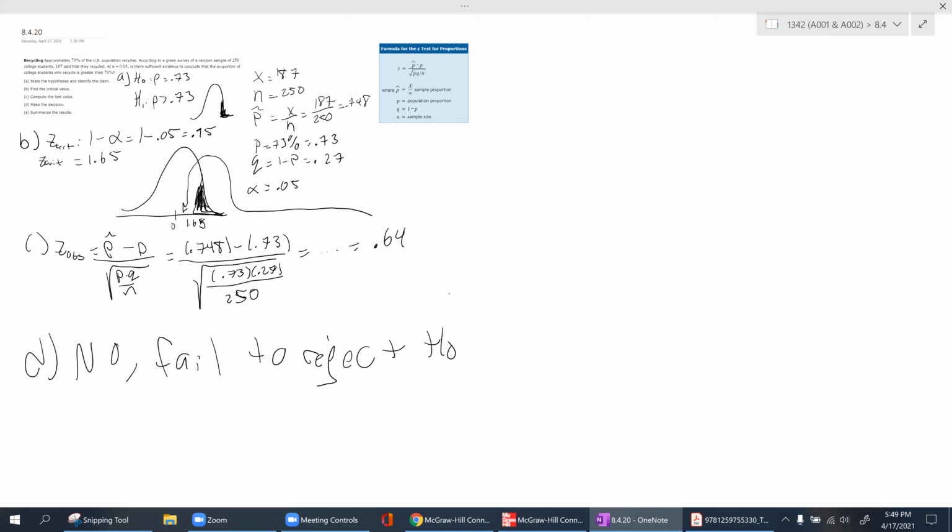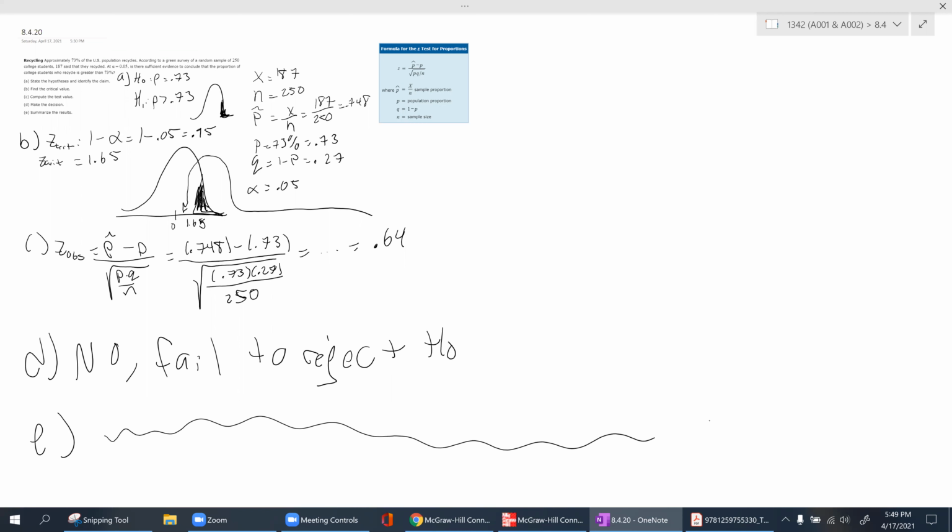Do not reject the null hypothesis. In other words, is there sufficient evidence to conclude? You would answer no to the question. So no, there is not sufficient evidence to conclude that the proportion of college students who recycle is greater than 73%.